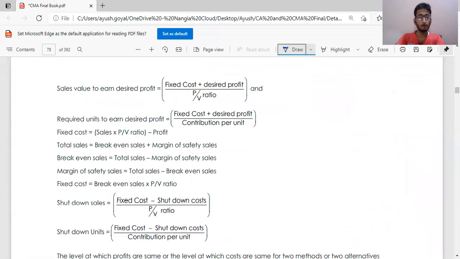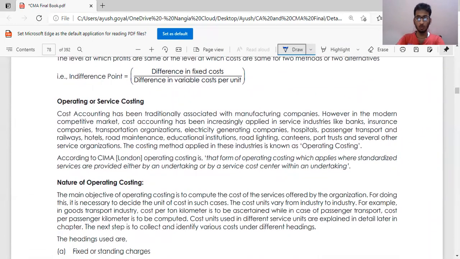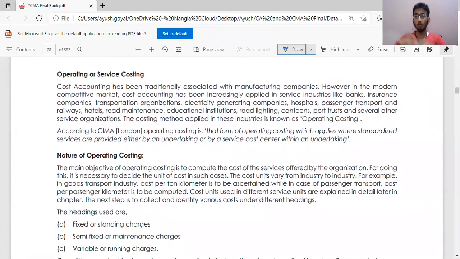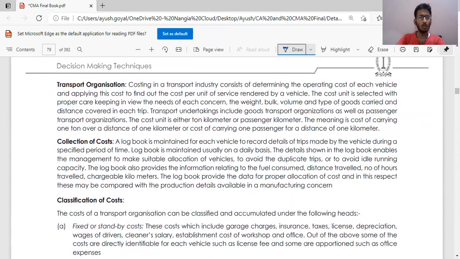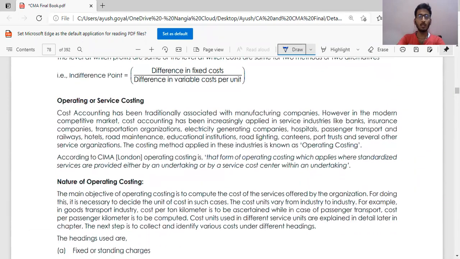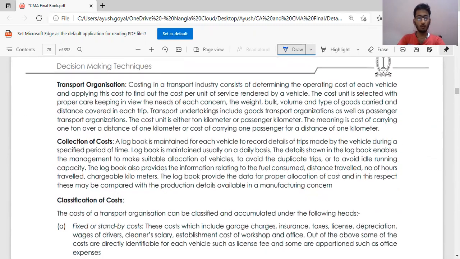So we have done up to margin of safety. Now let's see some of the terminology that would be important for understanding decision making. Operating and service costing, I don't think this would be important. This is basically saying different types of operating cost for different businesses. That would not be important.